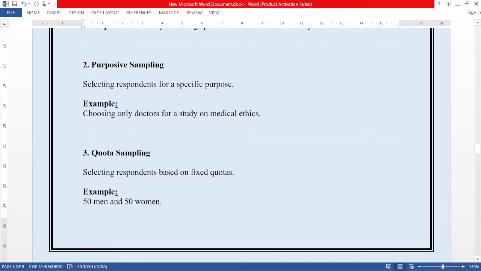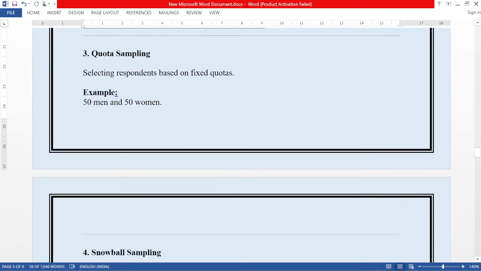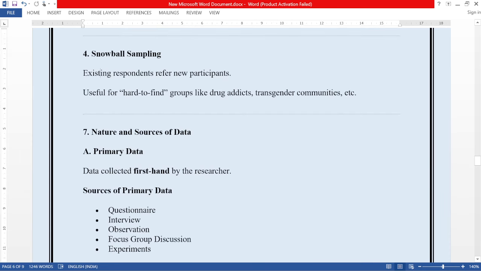Purposive sampling: selecting respondents for a specific purpose. Choosing only doctors for a study of medical ethics is purposive sampling. Now quota sampling: selecting respondents based on a fixed quota, like 50 men and 50 women, would be quota sampling. Now snowball sampling: existing respondents refer new participants, useful for hard-to-find groups like drug addicts and transgender communities.